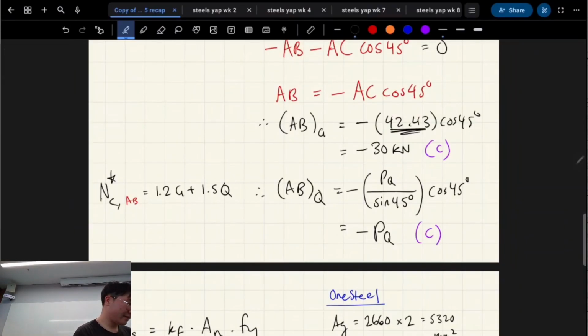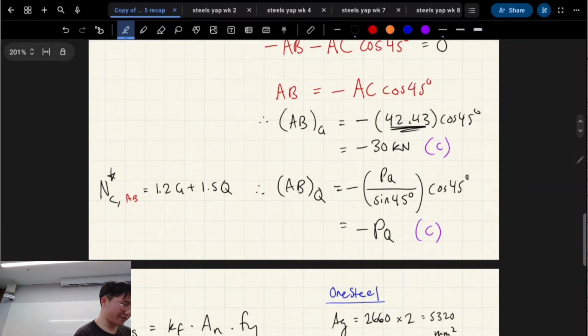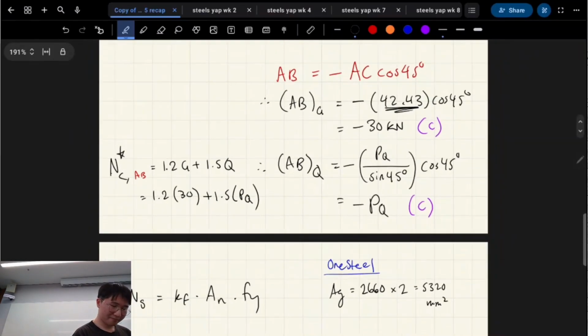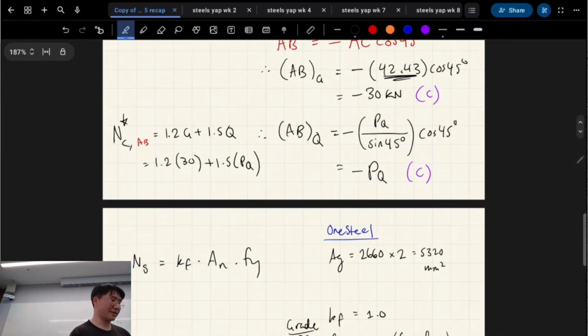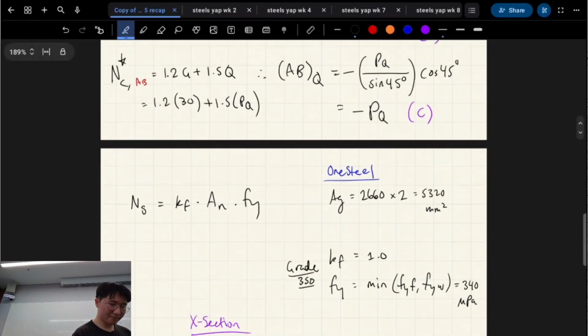Okay, now focusing on the left here, 1.2 G, 1.5 Q. Wherever we see G, we plug in our compressive dead load. Wherever we see Q, plug in our compressive live load. Got it? So that's external forces done. Now we're going to find the compressive capacity, right? So now we're looking for kind of different things in One Steel. We're looking for KF, which can be found for your shapes in One Steel.